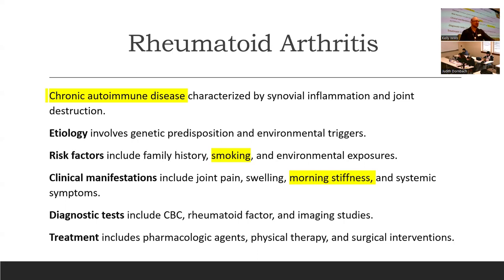And diagnostic tests. No, that's in one of the questions. No, that was a few slides up. That's right. It's coming back to me now.